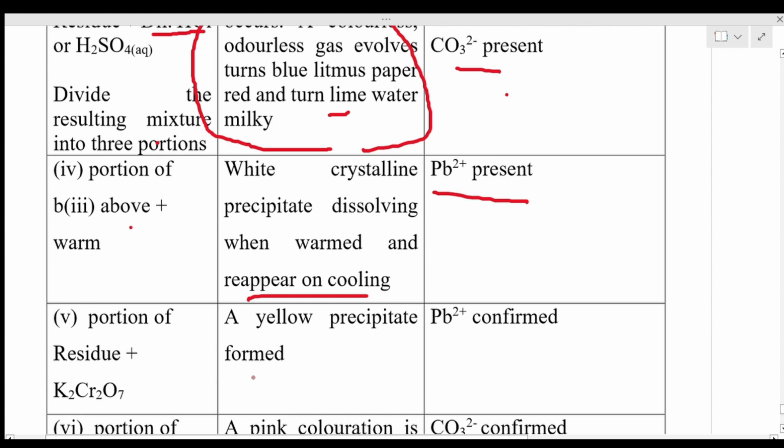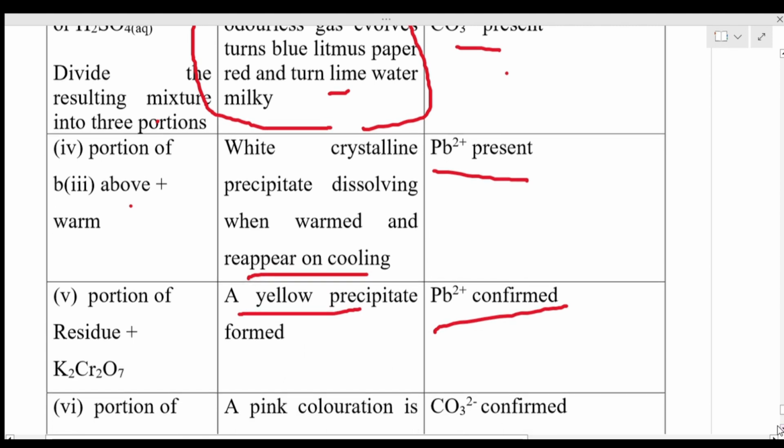Now, if you take that portion of the residue and add K2Cr2O7, then you want to confirm the presence of what, of lead. A yellow precipitate is going to be formed.